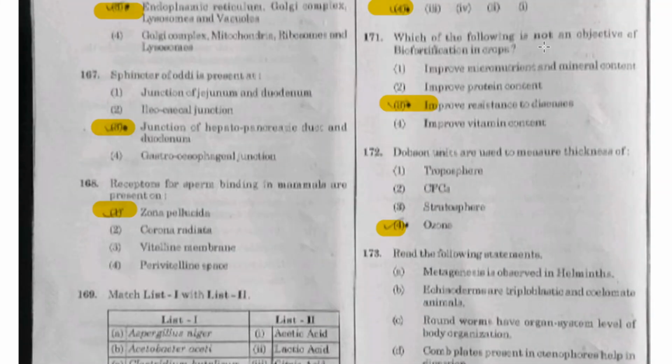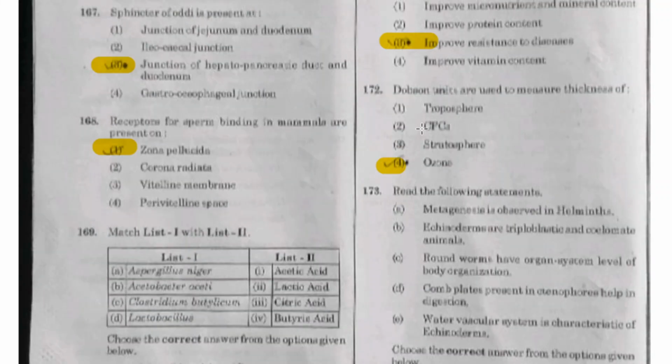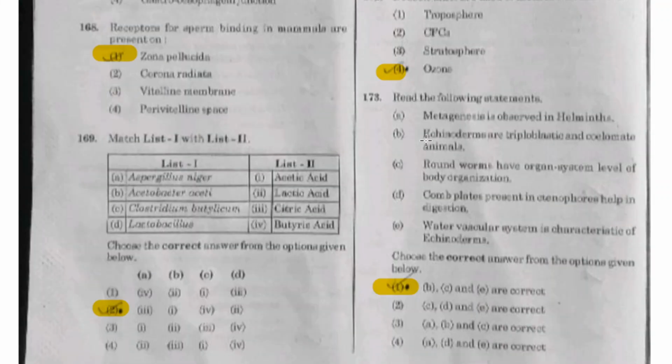Fourth option. Which of the following is not an objective of biofortification? Biofortification means improving the food quality, so this is not an objective: improve resistance to diseases. The other things are all mineral, nutrient, micronutrient, protein, vitamin. So this is not an option. And Dobson unit means ozone.